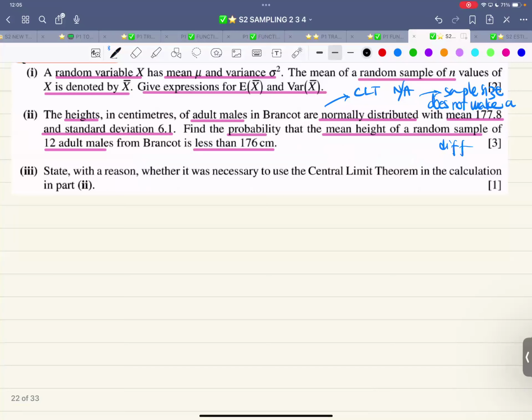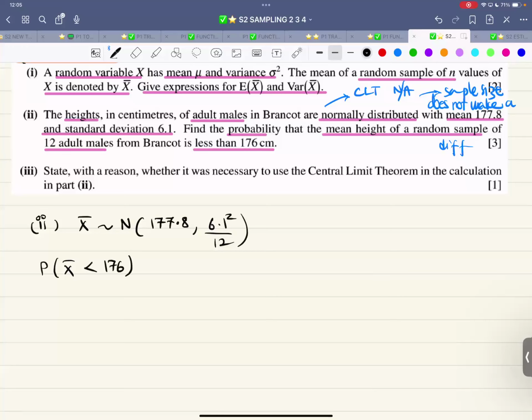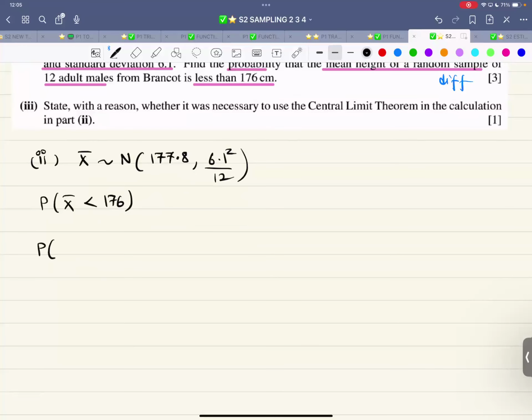So therefore, just writing it down for the second part, we will say x bar follows a normal distribution 177.8, 6.1 square divided by 12. And we are looking for the probability. Probability x bar is lesser than 176. Just writing down the steps. Probability z is lesser than 176 minus 177.8 divided by 6.1 square over 12 square root. And then knowledge of S1 is assumed.